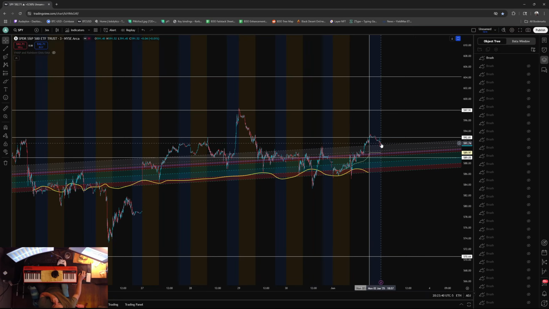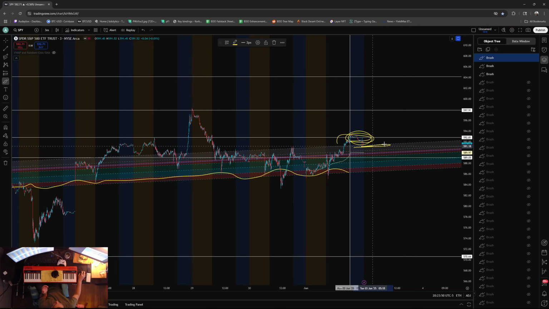So now we have popped outside of the channel, right? We are outside of the channel. Okay? And now we're using the top of the channel for support. All right? So we may have entered another previous channel. All right? Do I know what channel it's in? No. But let's just turn on today's channels, right?